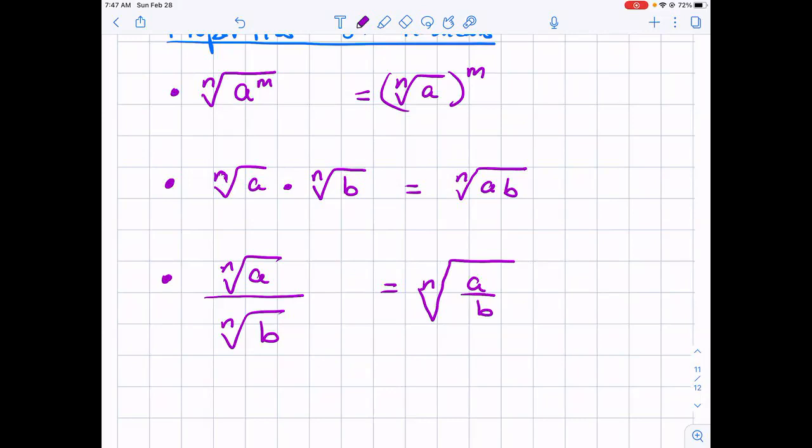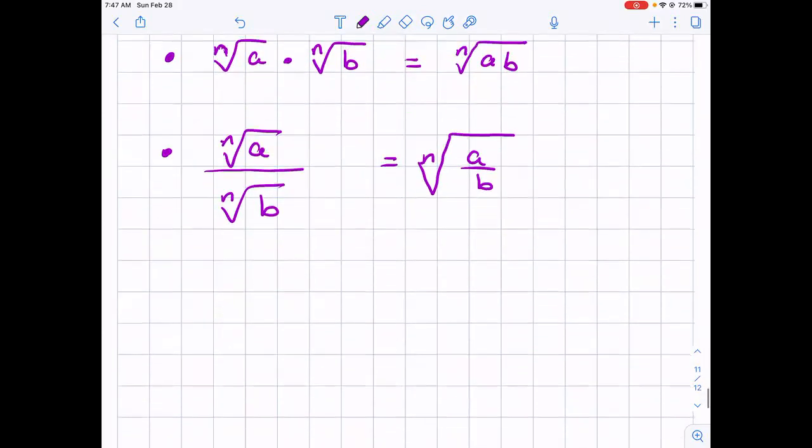What happens if we have multiple roots? This one will look weird. What happens if we have the mth root, and then we have a root inside of that, another root, the nth root of a? So this is the same as the m times n root of a.